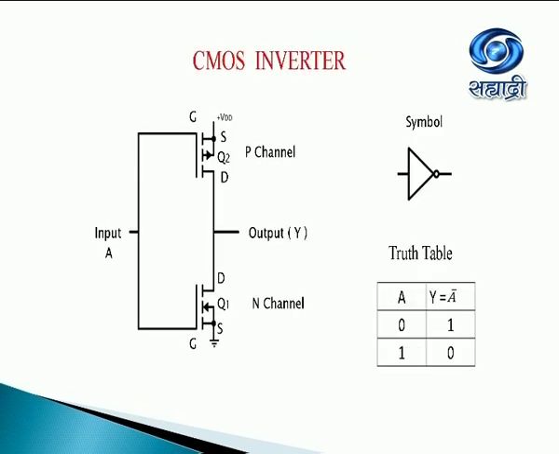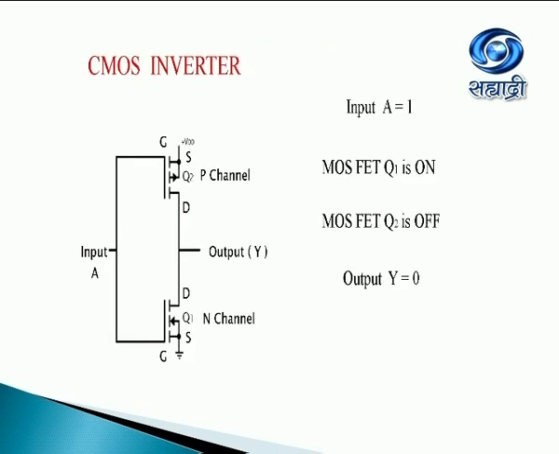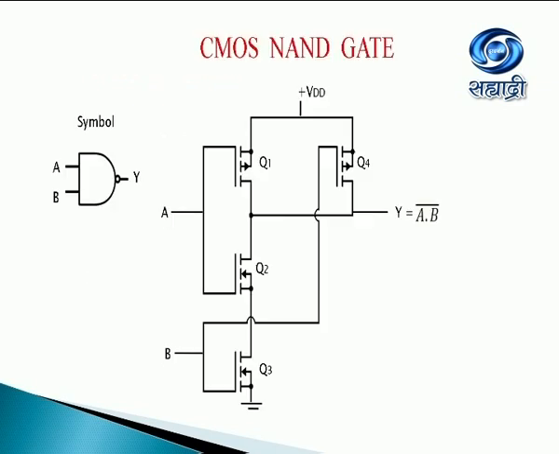CMOS inverter. Figure shows CMOS inverter on left side, and on right side we have symbol and truth table. Here, when input A is 1, we get output 0, and when input A is 0, we get output 1. When input A is 1, MOSFET Q1 is on and MOSFET Q2 is off, so we get output Y equal to 0. In second case, when A is equal to 0, MOSFET Q1 is off and Q2 is on, so we get output Y is equal to 1.